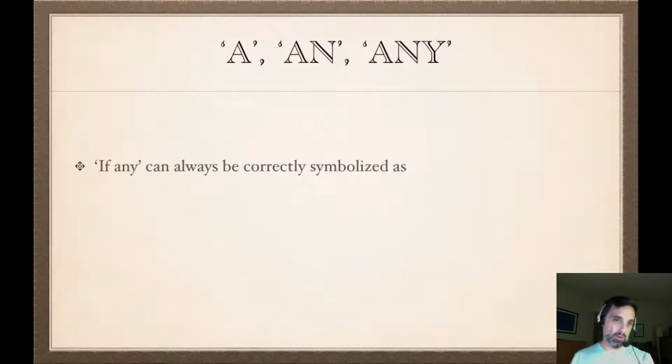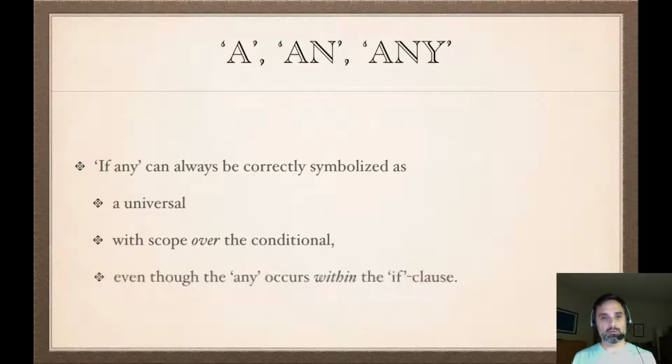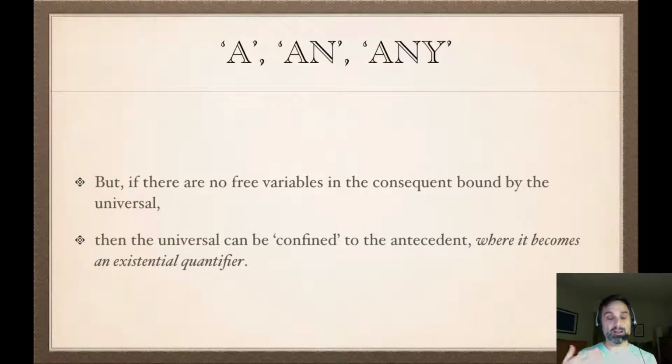So if you have a sentence with an "if any" in it, and the key is the "if any", it can always be correctly symbolized as a universal with scope over the conditional, even though the "any" occurs within the if clause. And if there are no free variables in the consequent bound by the universal, then the universal can be confined to the antecedent where it's an existential quantifier.